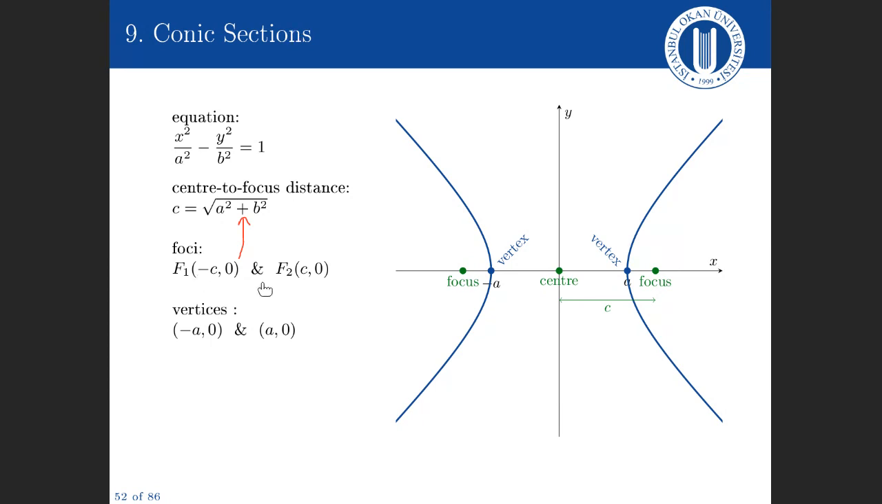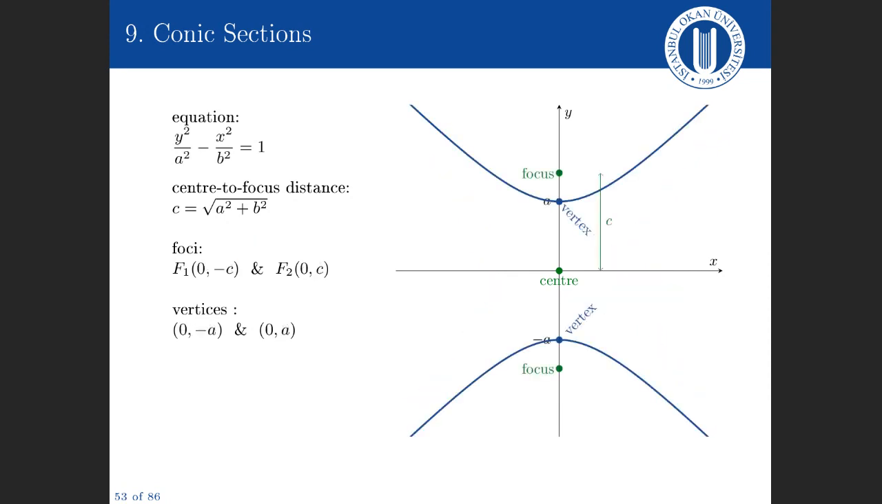The foci are minus c, 0 and c, 0. The vertices are minus a, 0 and a, 0. We could rotate this picture 90 degrees and swap the positions of x and y. So instead of x squared over a squared, I have y squared over a squared, minus x squared over b squared is equal to 1. The center to focus distance stays the same. The foci are now on the y-axis, 0, minus c and 0, c, and the vertices are also on the y-axis, 0, minus a and 0, a.